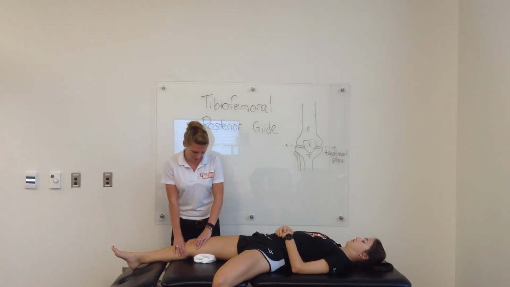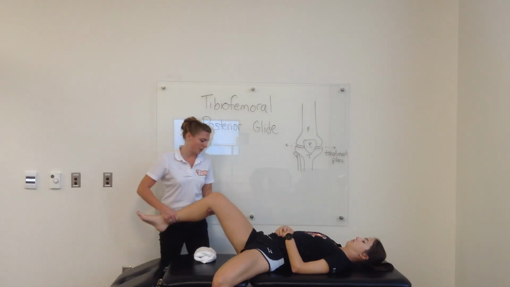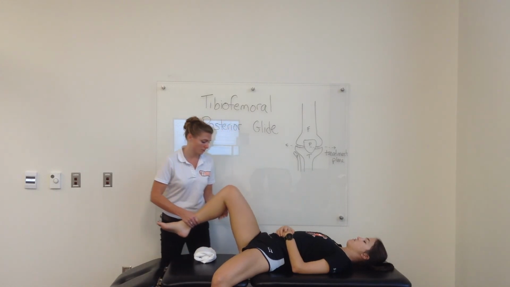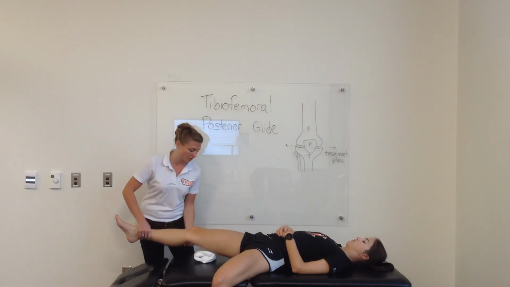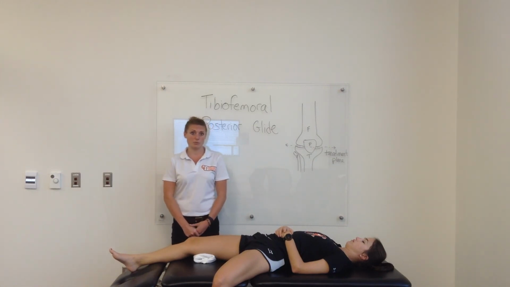Once we get to 30 seconds, we'll relax. And then I'm just going to passively bend your knee, and hopefully we'll have made an increase in the amount your knee can bend. Okay. And then if not, we can readjust and we can do it again. All right. And that's how you do a posterior tibiofemoral joint glide.